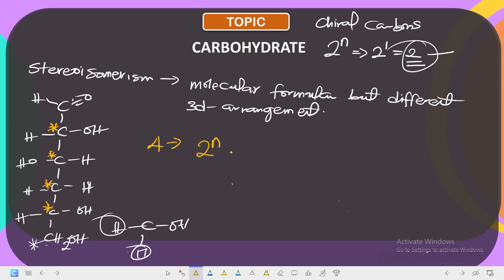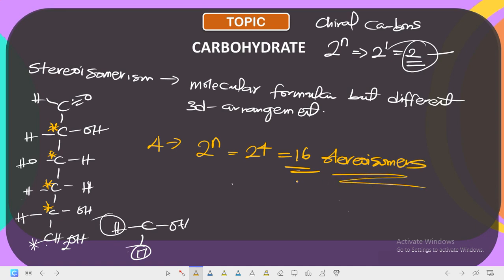Now how do you represent it? You say 2 raised to the power of what? N, which is 2 raised to the power of 4. And 2 raised to the power of 4 will be what? 16. Is that understood? So it has 16 stereoisomers. Then if you want to talk about the enantiomer, it will not be 2 times 16, which will not be what? 32 in together. Because each stereoisomer has its own what? Enantiomer.